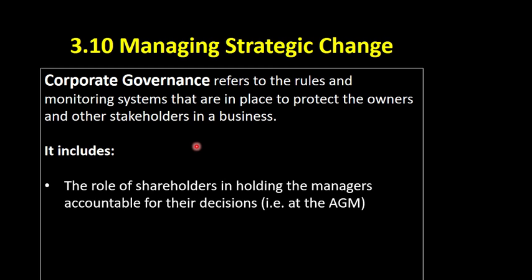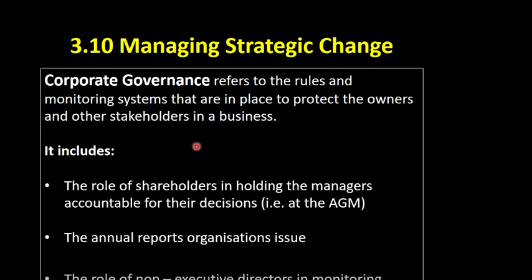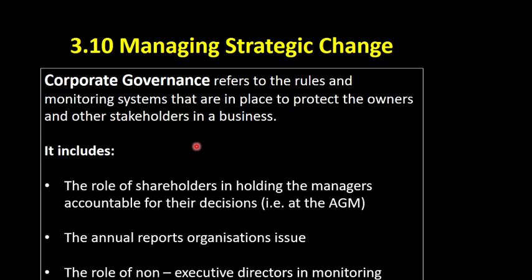So at the annual general meeting, shareholders can vote for who they want to be on the board of directors. It includes the annual reports that organisations issue. In the annual report, there are legal requirements about what the company has to explain is going on. And the role of shareholders should be to look over that and ensure that the board are delivering their promises, basically. And finally, the role of non-executive directors.